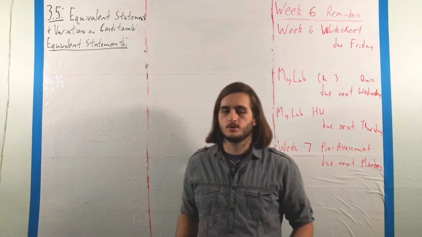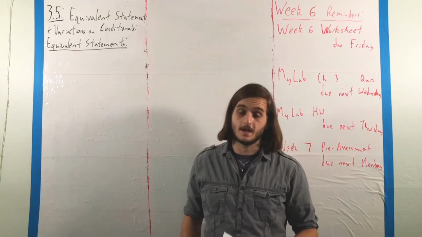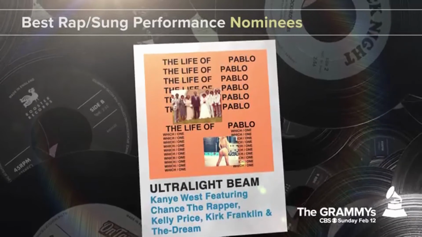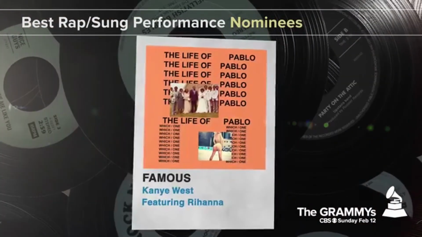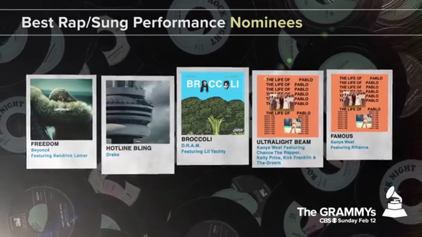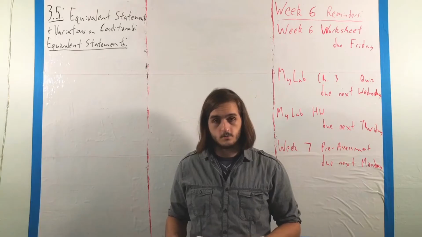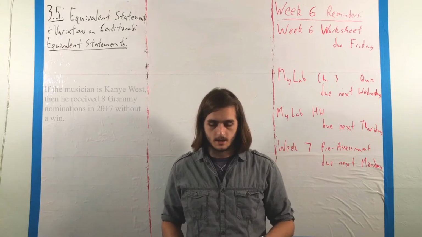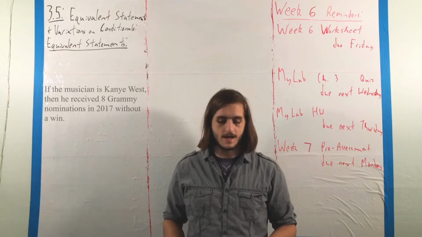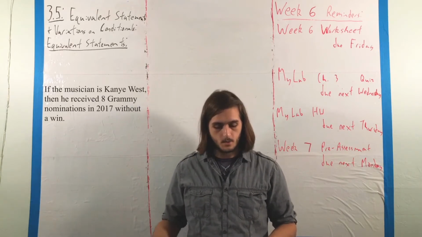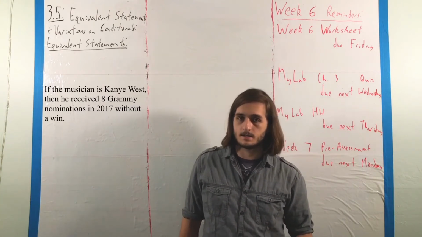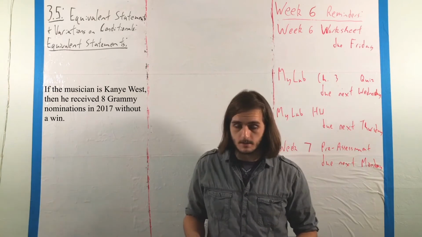And to do that, we're going to go back into music yet again, and here we're going to talk about the Grammys in 2017, where Kanye West was nominated for 8 Grammys and didn't win a single one of them. So, we could write a conditional statement here that says, if the musician is Kanye West, then they received 8 nominations in 2017 without a win. That's a perfectly fine conditional statement as it is. It's also a true conditional statement in this case.